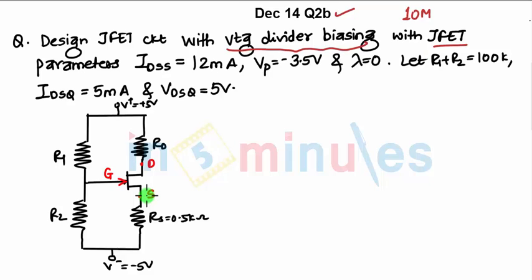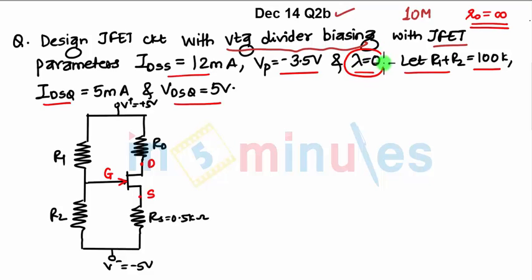Now they have given R1 plus R2 as 100K, IDQ and VDSQ, IDSS and VP. Since lambda is 0, we need not consider small r_o, so it is considered as infinite. Lambda indicates the output resistance to be infinite. They have told us to find the value of RD, R1 and R2.